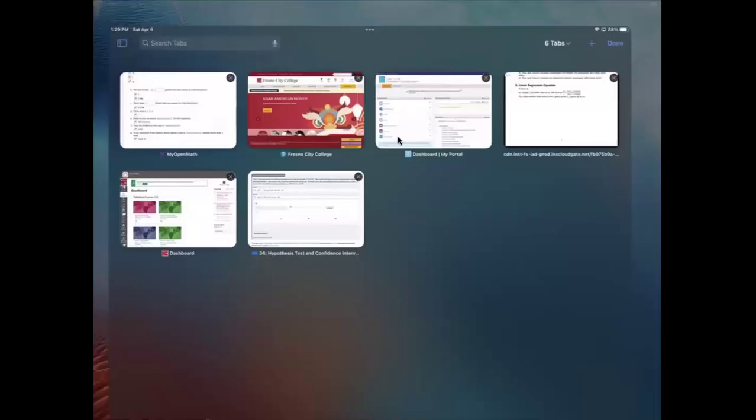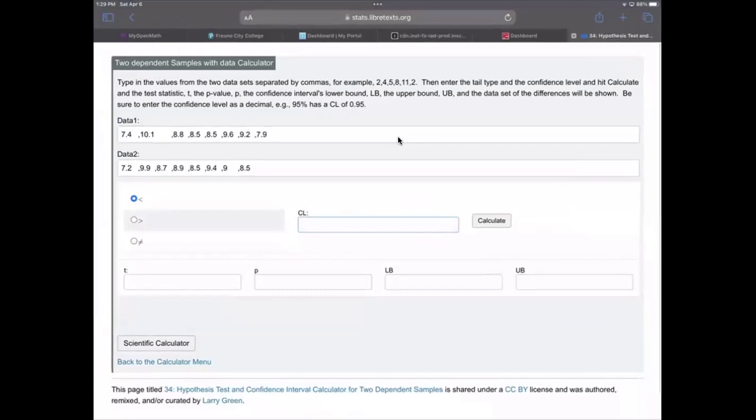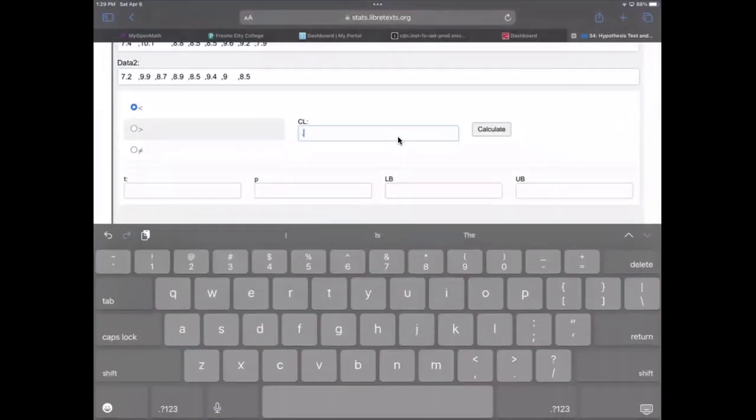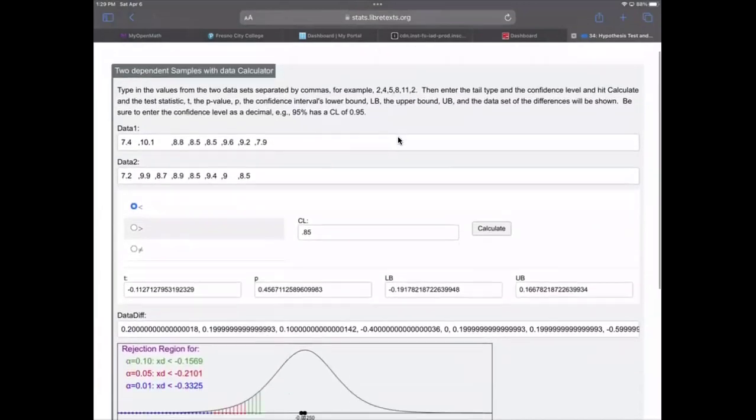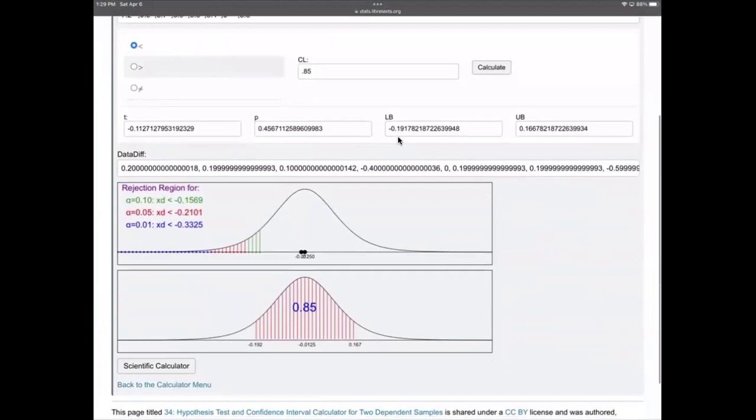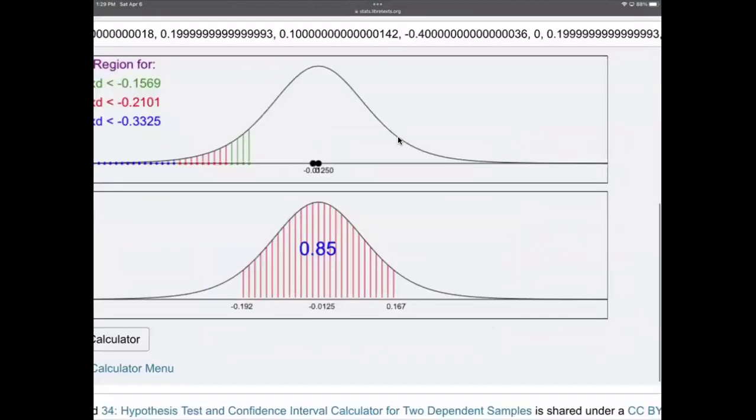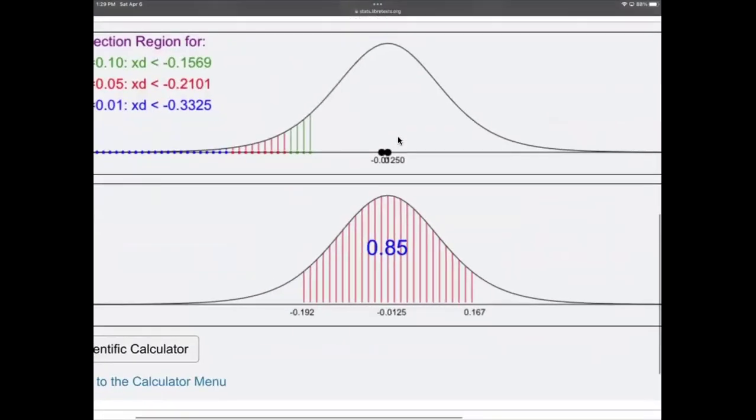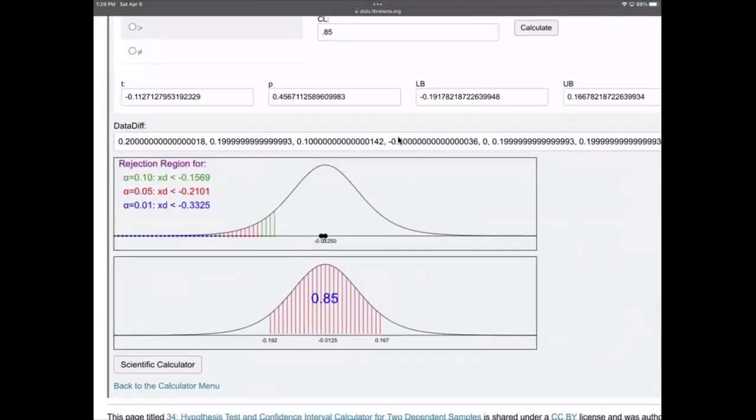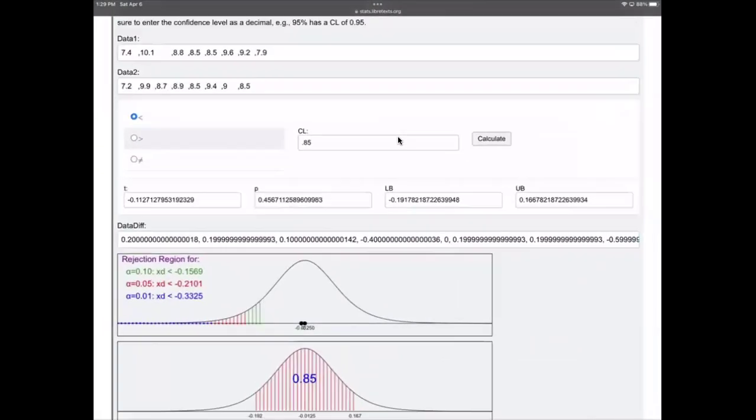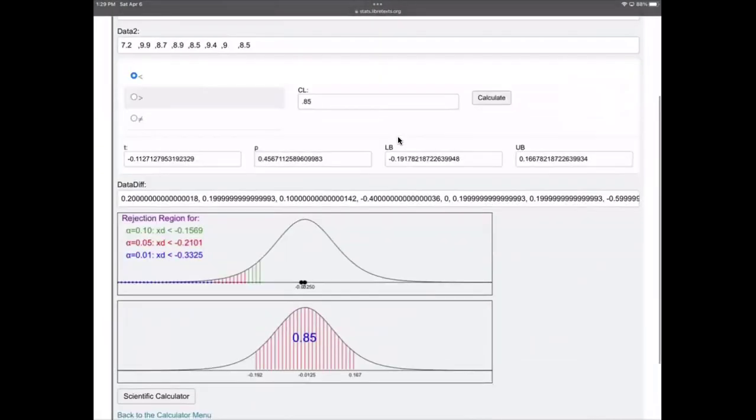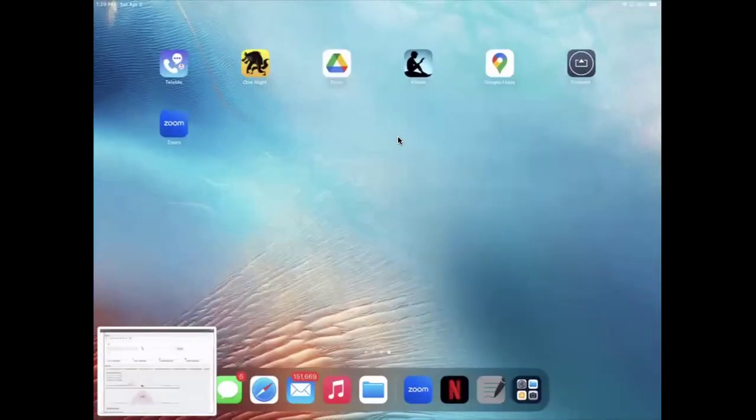So back to it, 0.85. And then that's it. Hit calculate. Boom, there's our numbers. Again, this is the 2 dependent samples data calculator. So you can look at them down here in the bottom of the curve. Those 2 numbers, but they're also the lower bound and the upper bound numbers. So whatever works for you. Here, let me just grab them. I'll just bring it over and paste it in here where we can see it. You can see it nicely that way.